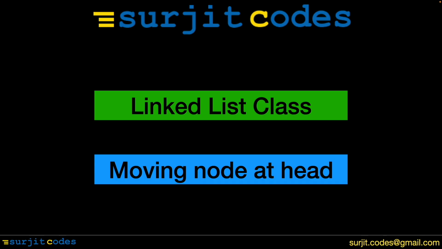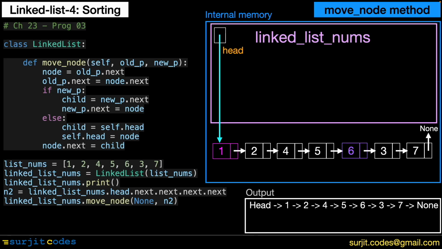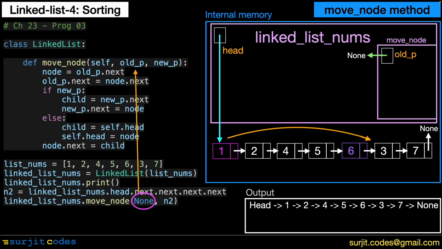Another special case of move node is in which we move the node located at the head to a new position. In this example, we are moving node 1 between 6 and 3. Node 2 will become the new head of the list. Node at the head does not have a parent, so we pass none to the old parent. Node 6 will become the new parent of node 1.